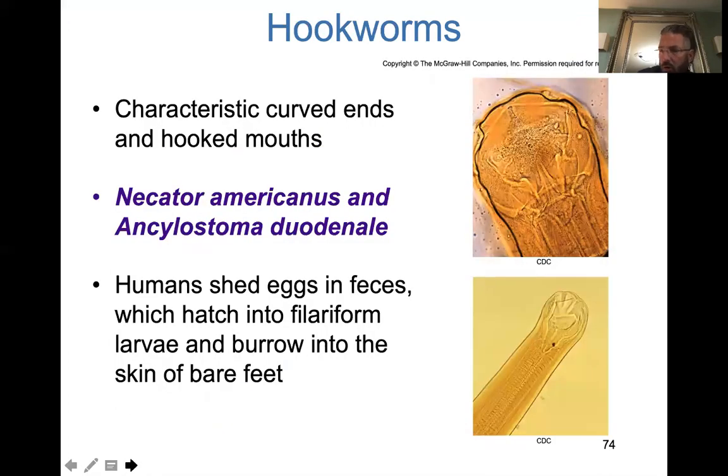All right, let's talk about hookworms. So these guys are really, really nasty. Characteristic curved ends and a hooked mouth. So these literally attach, okay? Necator americanus and Ancylostoma duodenale. So duodenale was from the duodenum, they got its name. Humans shed eggs in feces, which hatch into filariform larvae and burrow into the skin of bare feet. So filariform are going to be very, very thin, like the filarial worm that causes elephantiasis.